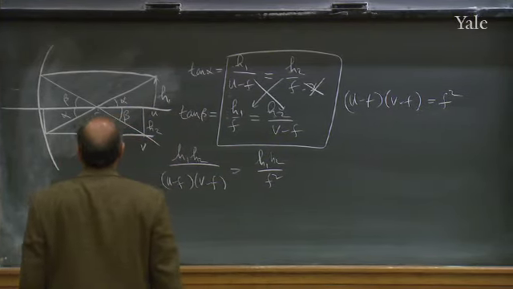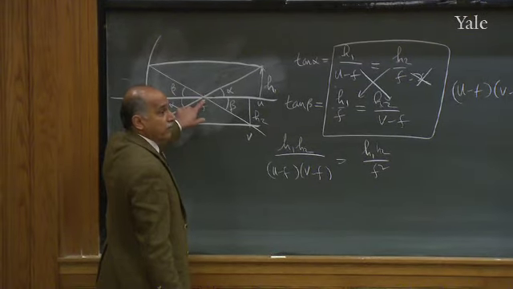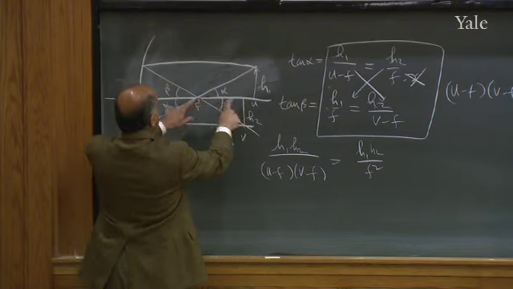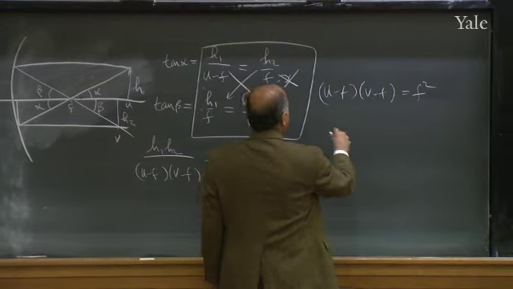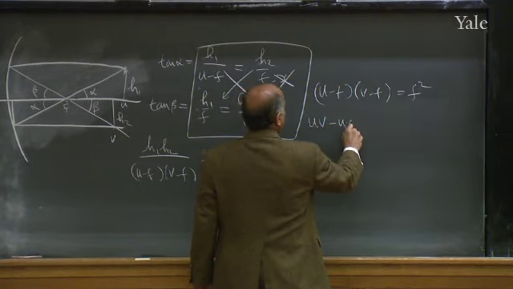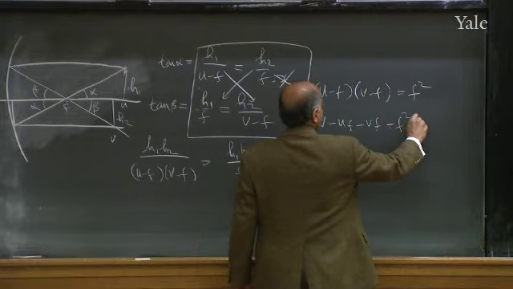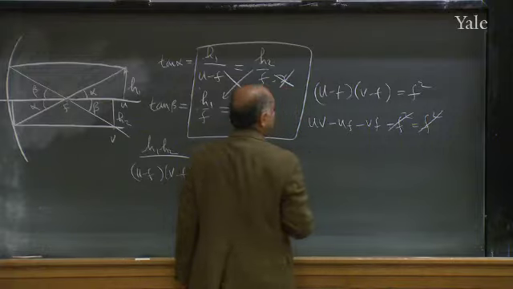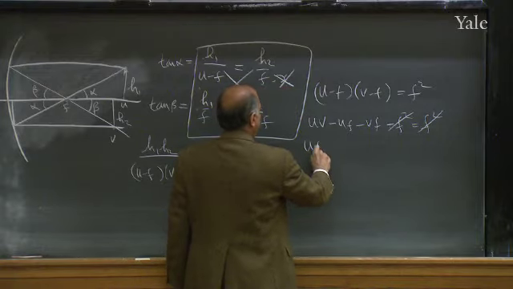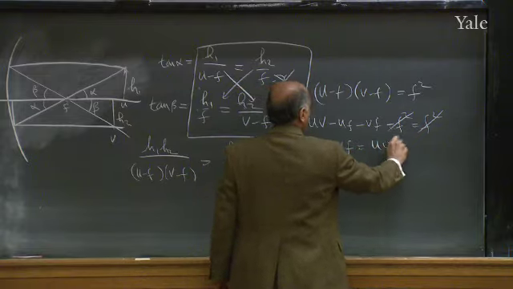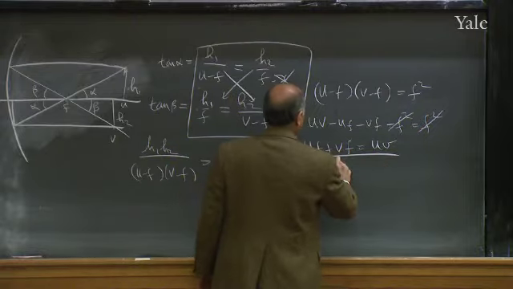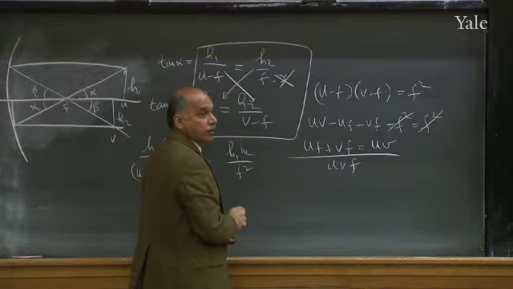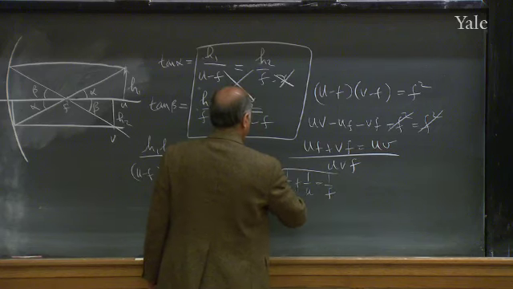If you measure all distances, not from this point here, but from the focal point, then it says u minus f times v minus f will be f squared. But let's make contact with what we all know. So let's open out the brackets. So I get uv minus uf minus vf plus f squared equals f squared. You cancel that. Then you get uf plus vf equals uv. Now divide everything by u, v, f. If you divide everything by u, v, f, you'll get 1 over v plus 1 over u equals 1 over f.